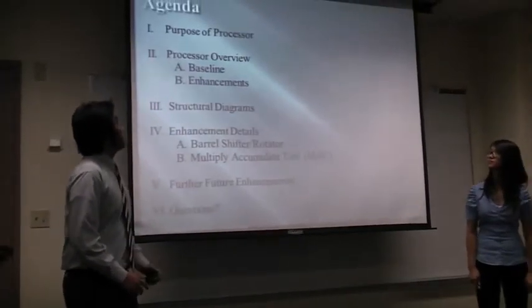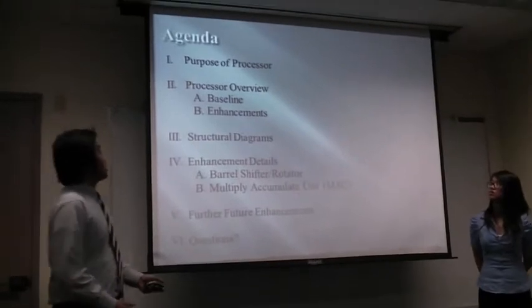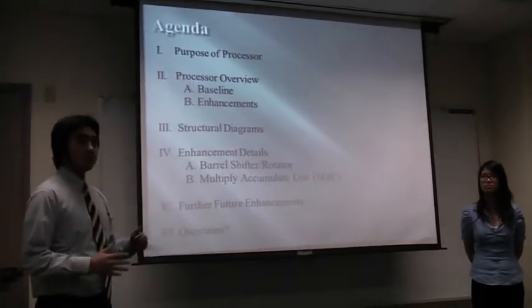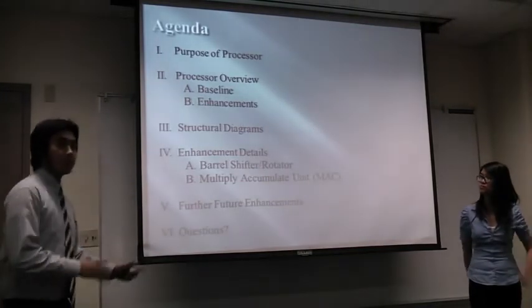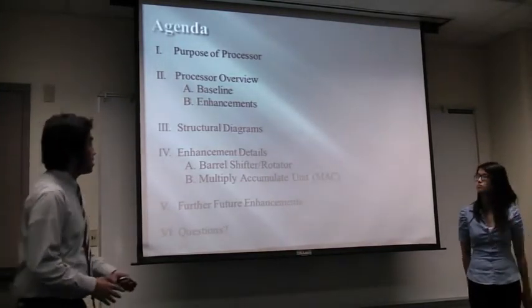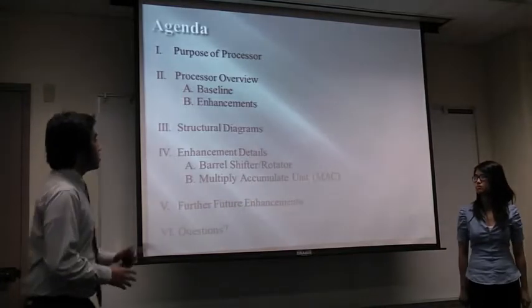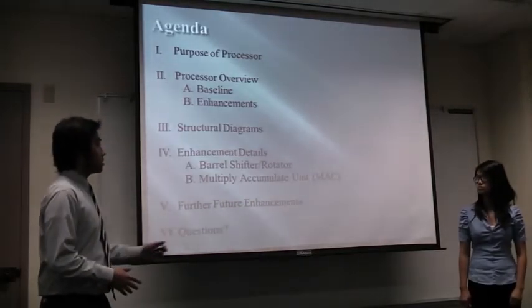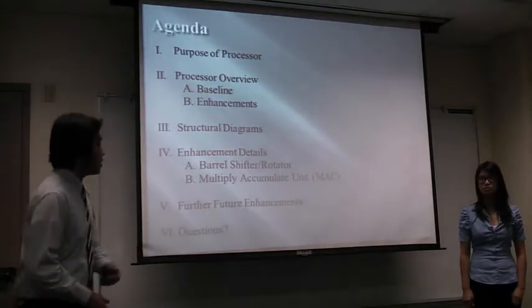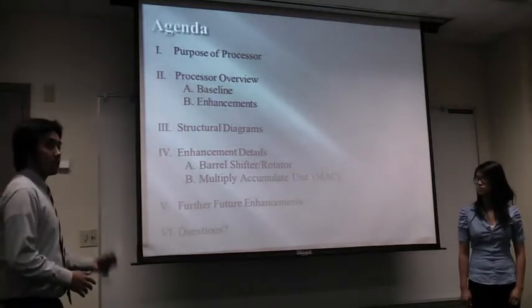So today's agenda, we'll be going over the purpose of the processor, the processor overview, which will be over the baseline and enhancements of it. Then we'll go over the structural diagrams. We have a few diagrams of how the processor is built up. And then we'll go into detail talking about the two enhancements that we majorly worked on, which were the barrel shifter and rotator, as well as the multiply accumulate unit, or the MAC unit. And then we'll go over future enhancements, and then we'll close up.